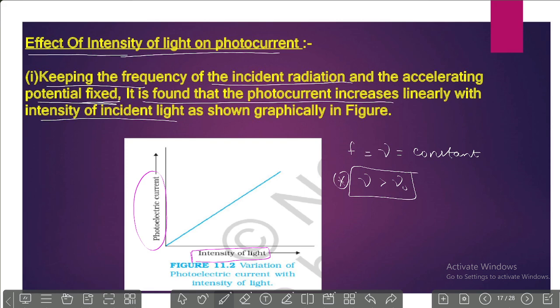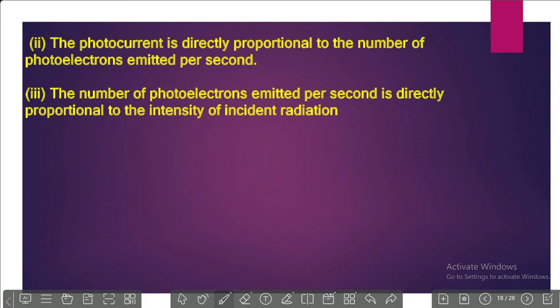This we understood from experimental observation. Sometimes you are also asked to draw the graph of photocurrent and intensity of light. What will the graph be, everyone? A straight line graph. Now, what is the next point?